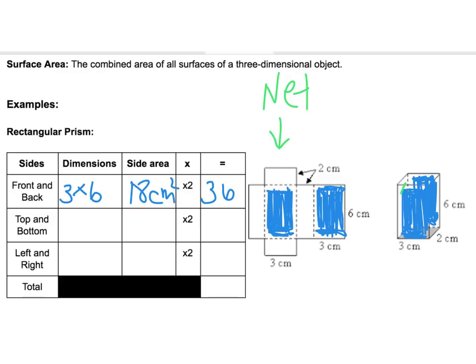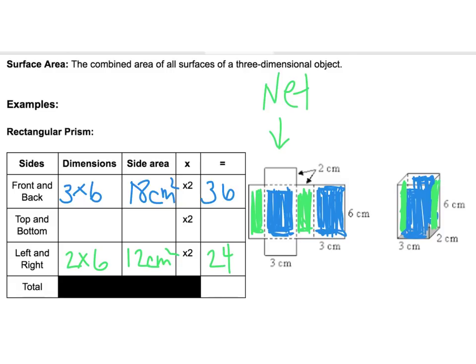Now the left side is 2 by 6. The right side is also 2 by 6. Oh, and that goes down here in our table. That'll be 12 square centimeters. Double that, and we have 24 square centimeters. In our net, we can see that right here, and also right here.